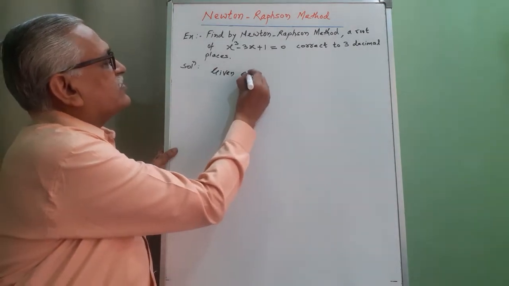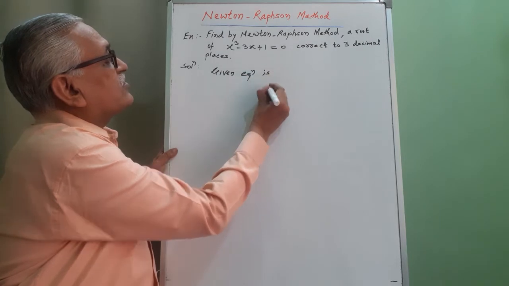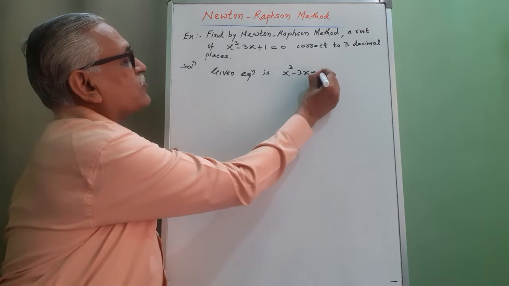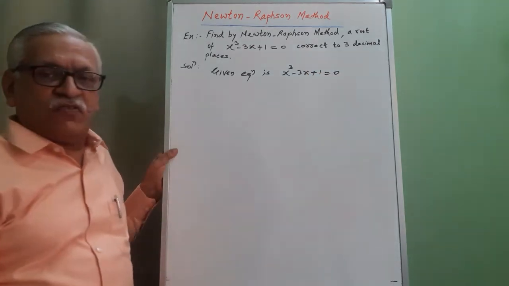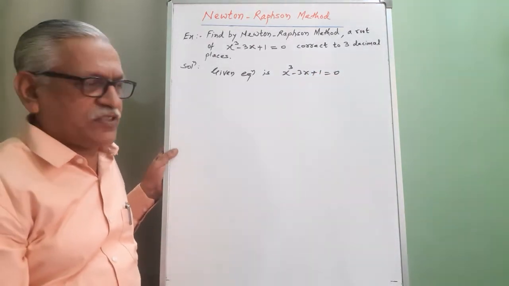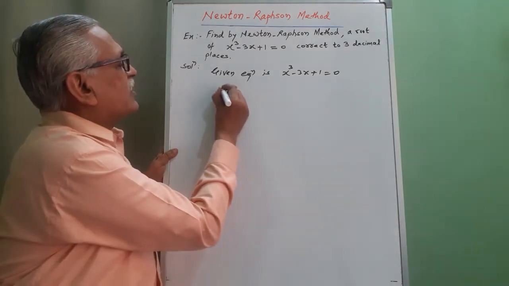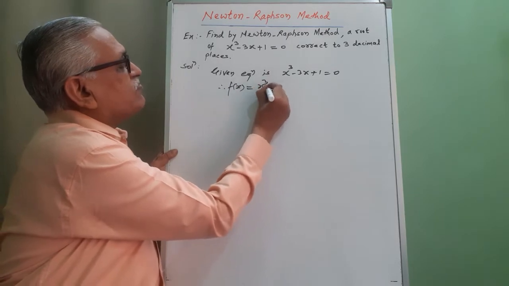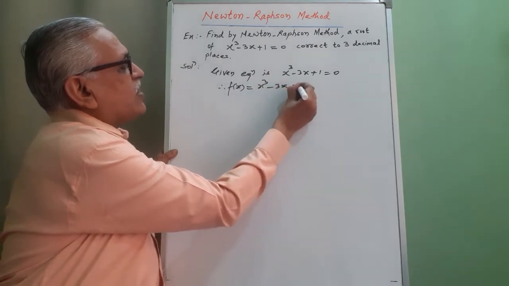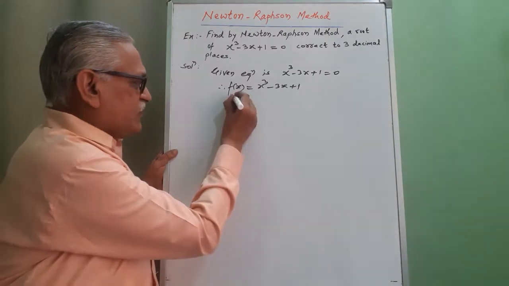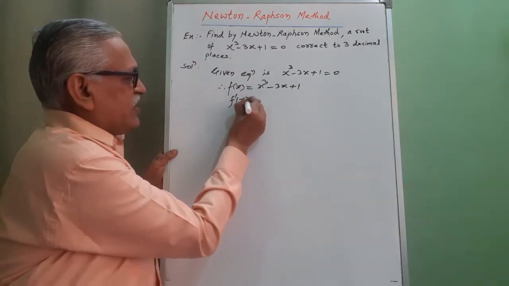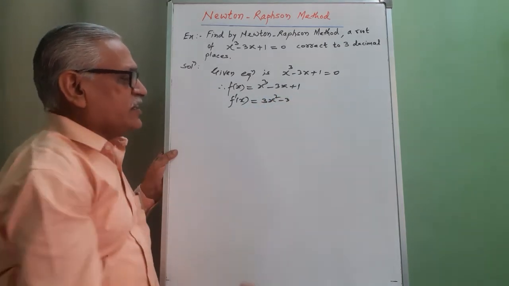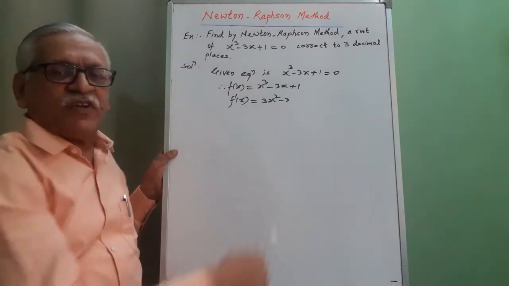The equation is x cube minus 3x plus 1 equals 0. We have to obtain the root of that equation by Newton-Raphson method. Therefore, f of x is x cube minus 3x plus 1. Differentiating it with respect to x, we get its derivative as 3x square minus 3. Differentiation of 1 is 0.